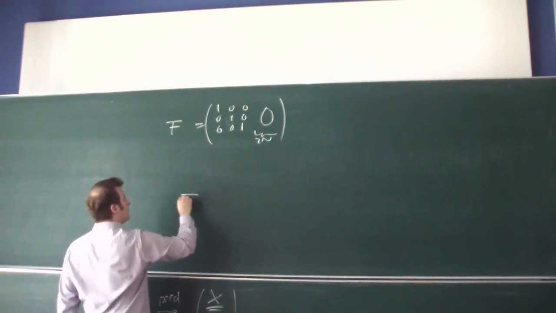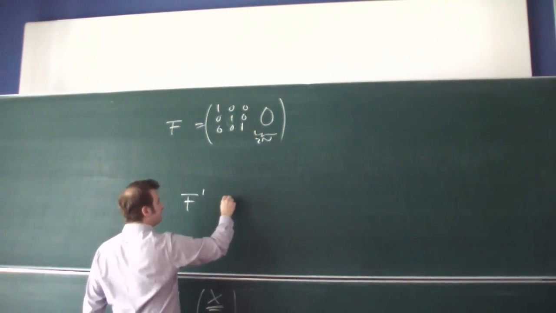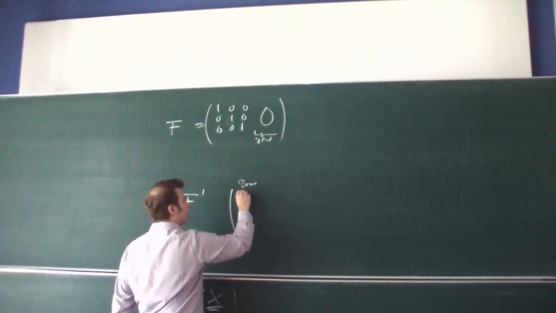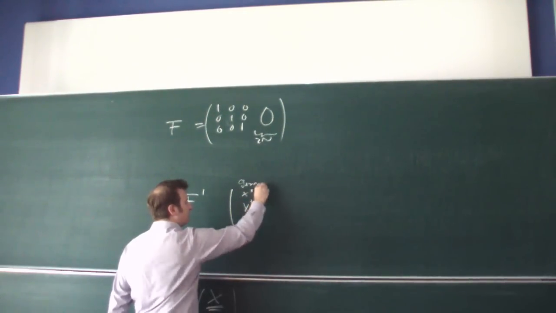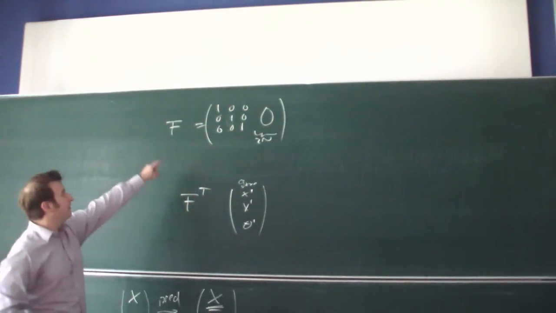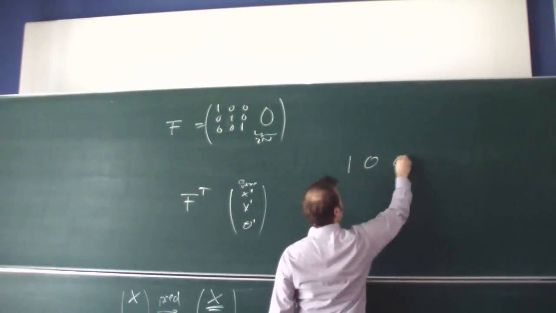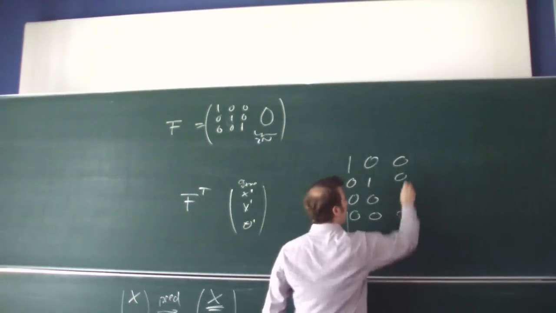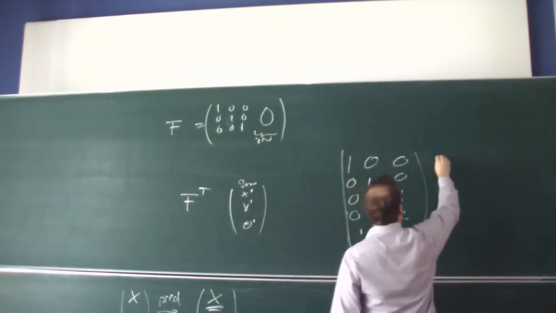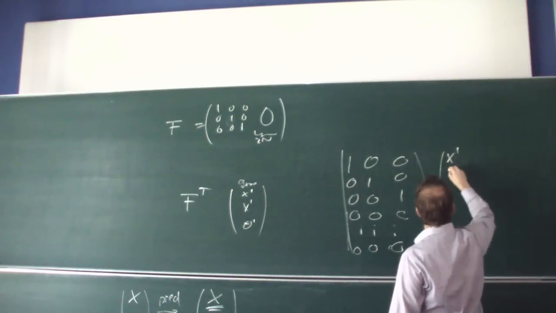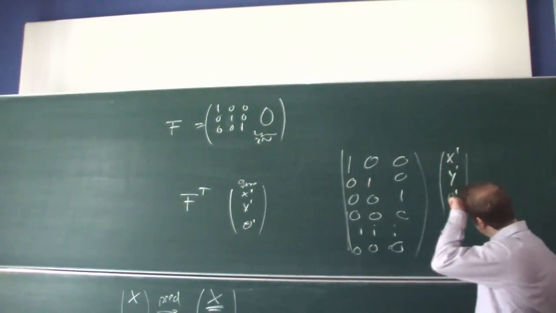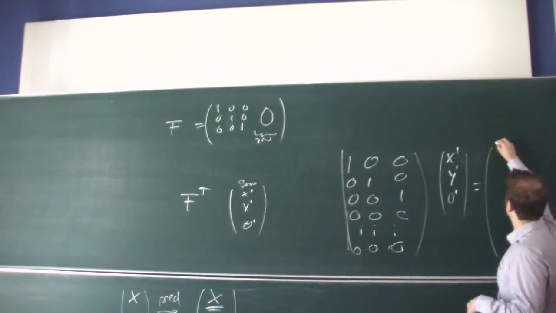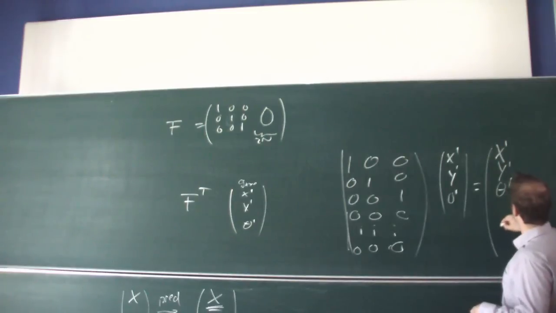And if I now have to write f times my vector, which is x, y, theta, so it was x prime, y prime, theta prime, so the updated values. And I multiply it by this matrix transposed. What I obtain is 1, 0, 0, 0, 1, 0, 0, 0, 1, and then here a couple of zeros. And multiply it with the 3-dimensional vector x prime, y prime, theta prime. If I do that multiplication, what do I obtain? X prime, y prime, theta prime, 0, 0, 0.